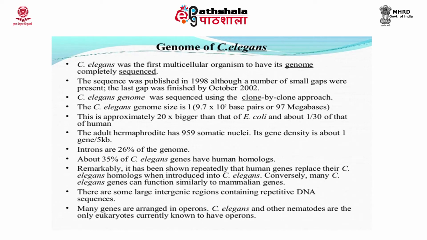Many genes are arranged in operons. C. elegans and some other nematodes are the only eukaryotes currently known to have operons.